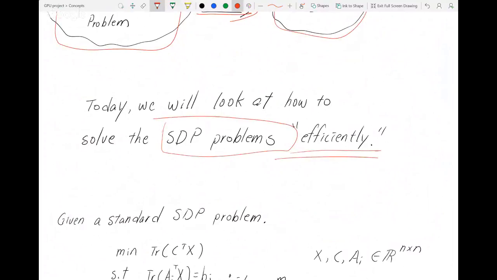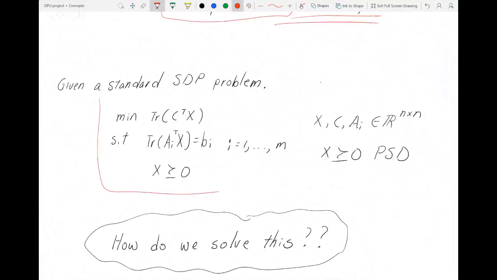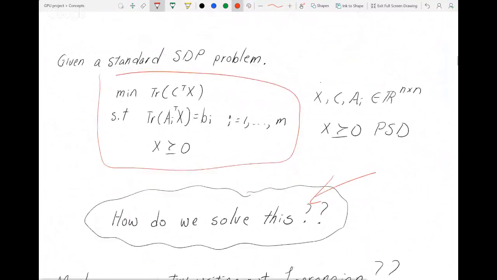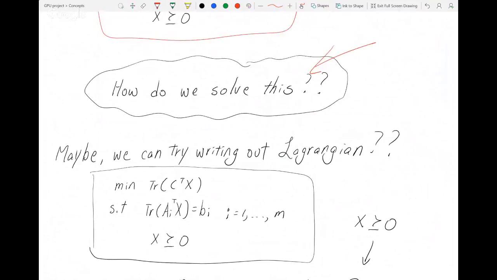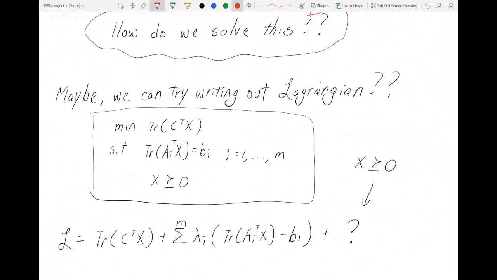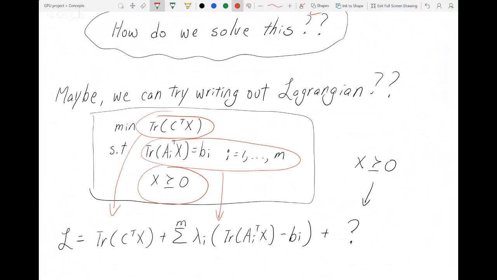Traditionally there are many ways to solve this, but based on this paper, there's a more efficient way of solving it. Given a standard SDP problem, the one that we just saw, how do we solve this? Maybe we can try writing out the Lagrangian. When in doubt, write out the Lagrangian. The Lagrangian is pretty easy to write. Here is the function, and over here are the conditions. The hard part is how do we deal with the positive semi-definite constraint and turn it into some kind of Lagrangian?